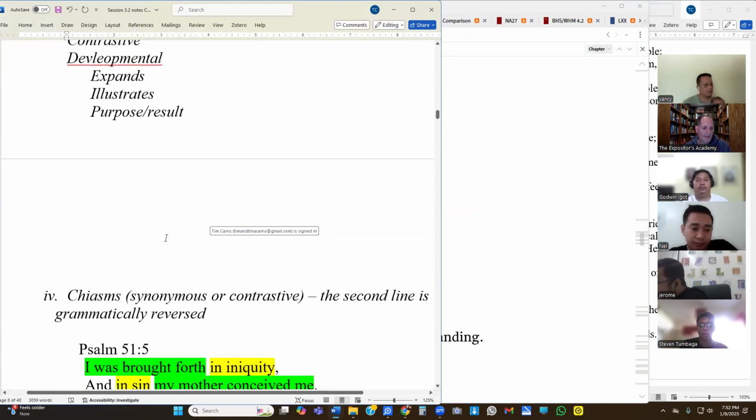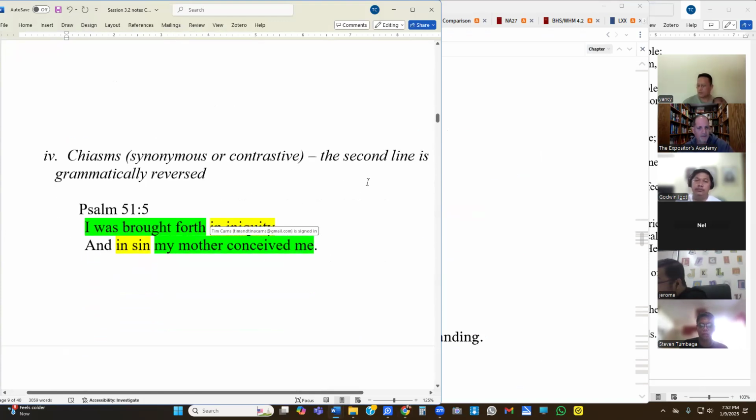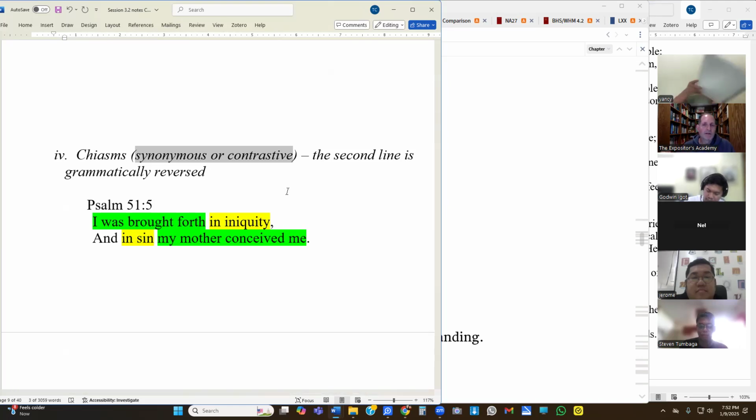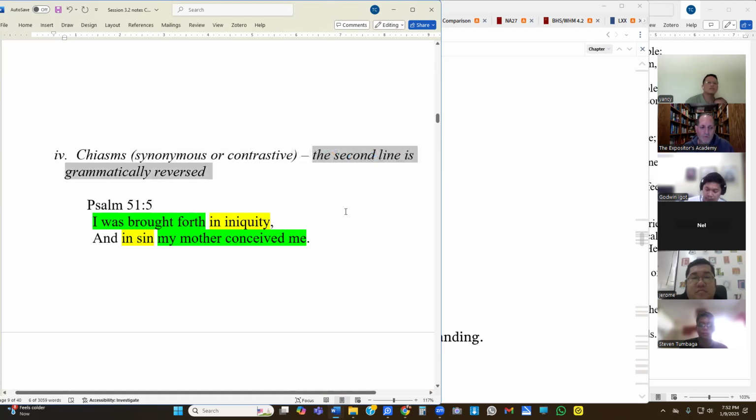Now, let's go ahead and, oh, I'm sorry. There's a couple other things I forgot to mention. There's a special class of synonymous or contrastive parallelism, and those are called chiasms. They're still synonymous or contrastive, but there is one added twist, literally a twist, a flip, one added feature in chiasms that is different, and that is the second line is reversed grammatically.